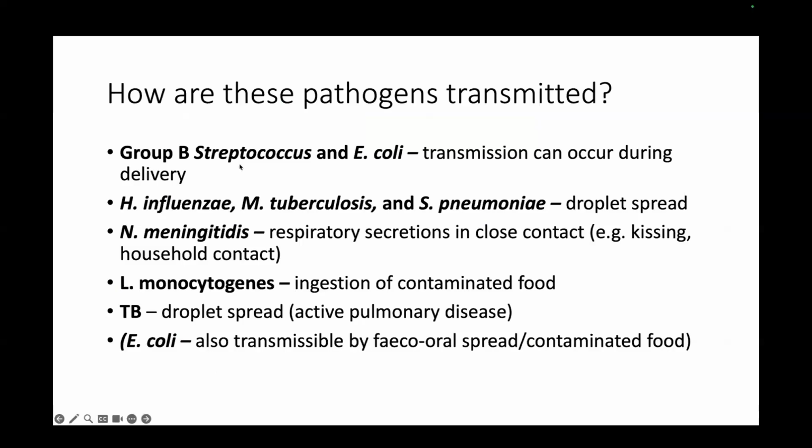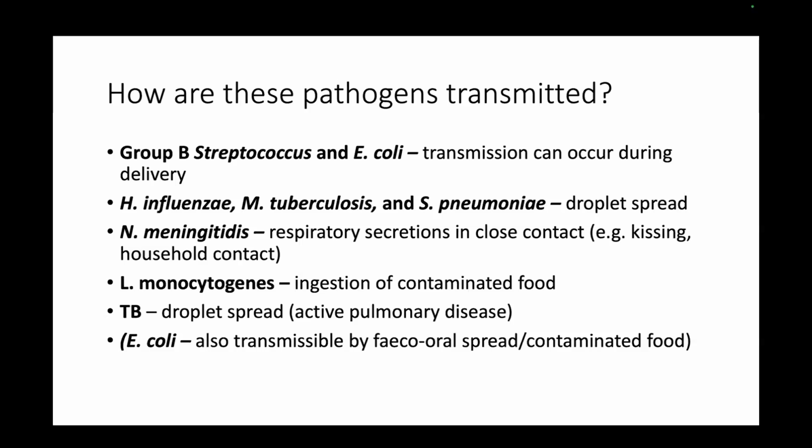And then thinking more now along the lines of the pathogenesis of meningitis. How do we transmit these pathogens? Group B strep and E. coli, that transmission could occur during delivery, so from spread within the genital tract. Haemophilus influenzae, strep pneumoniae, and TB are droplet spread. And Neisseria meningitidis, meningococcal, is like a household contact, so we'd call it a kissing contact, so respiratory secretions and really close contact.